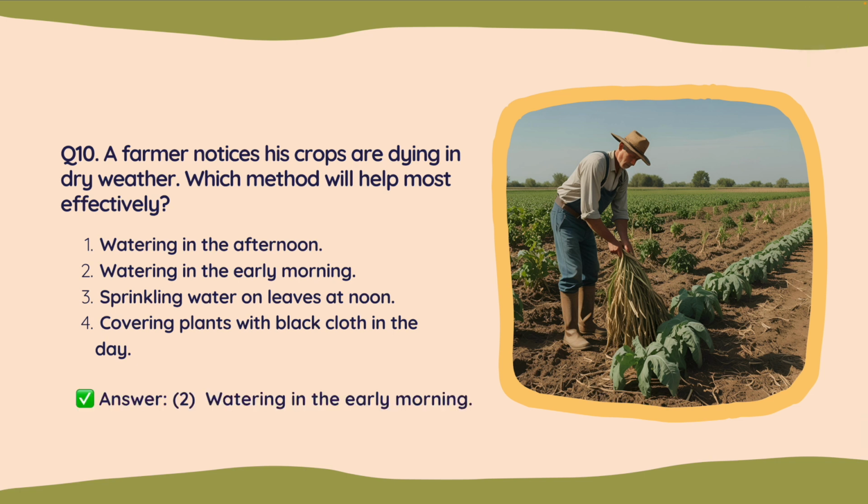Answer is 2. Watering in the early morning. In the dry weather, water evaporates quickly due to high temperature, and watering in the early morning ensures that water reaches the roots before the sun becomes strong. This minimizes water loss through evaporation and allows plants to absorb the maximum moisture. So morning watering is a simple but effective practice to save water and keep crops healthy.